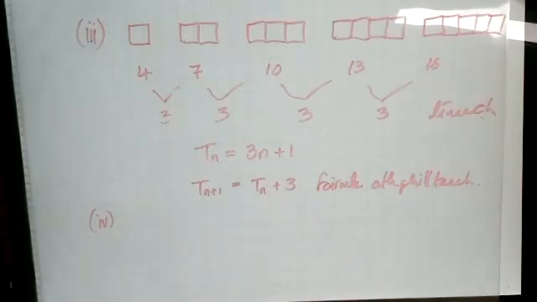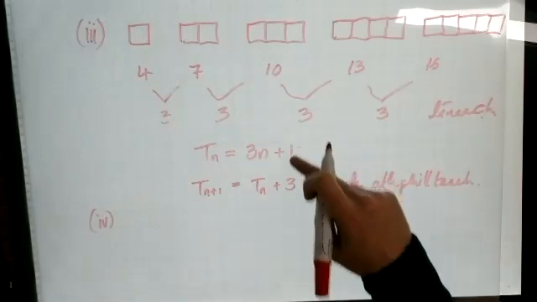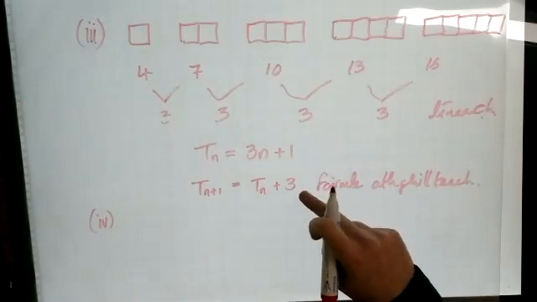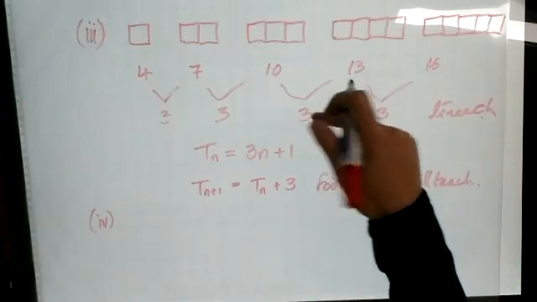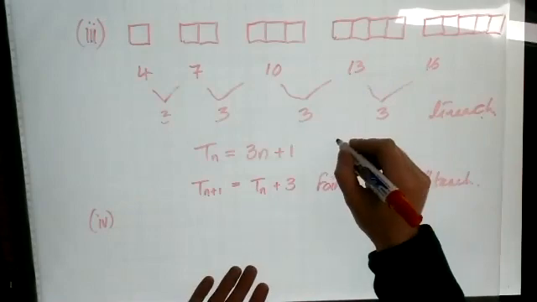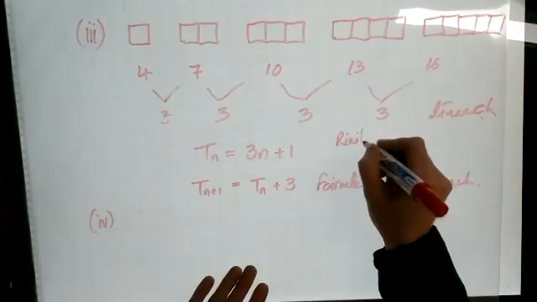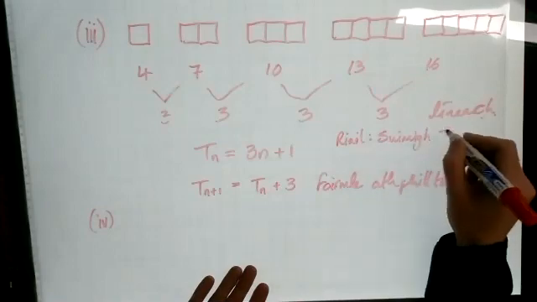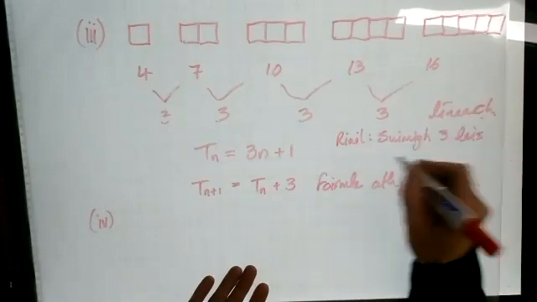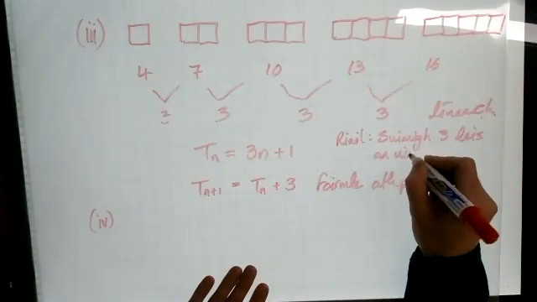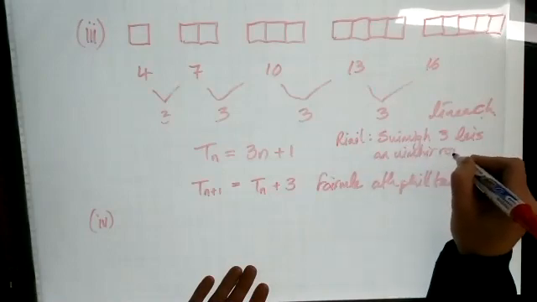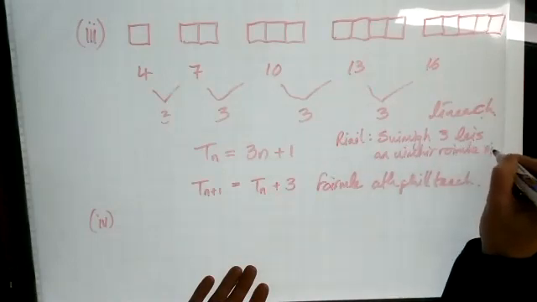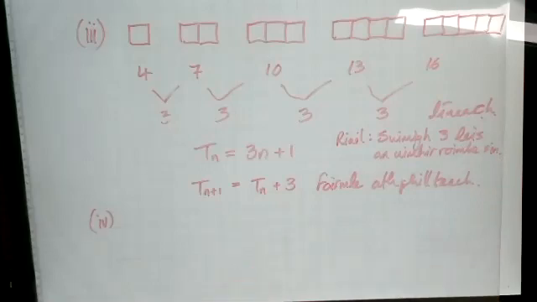Describe this number sequence by a rule and by a recursion formula and give a formula for the sequence. So the rule is just add 3.